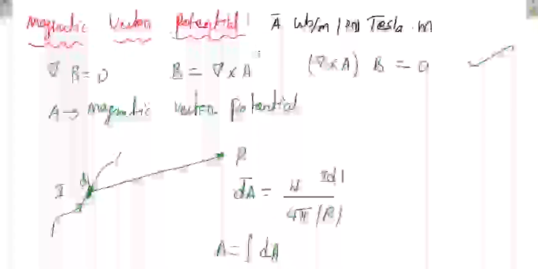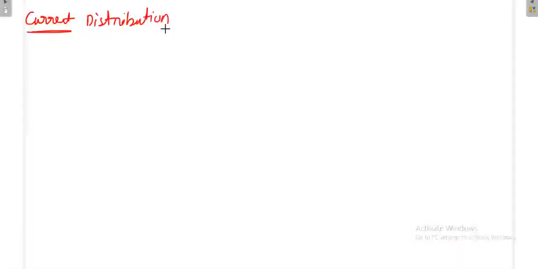Next, what is the current distribution in the antenna? Current distribution. Generally there are many antennas, but if I take a very basic antenna, that is the lambda by 2 antenna.